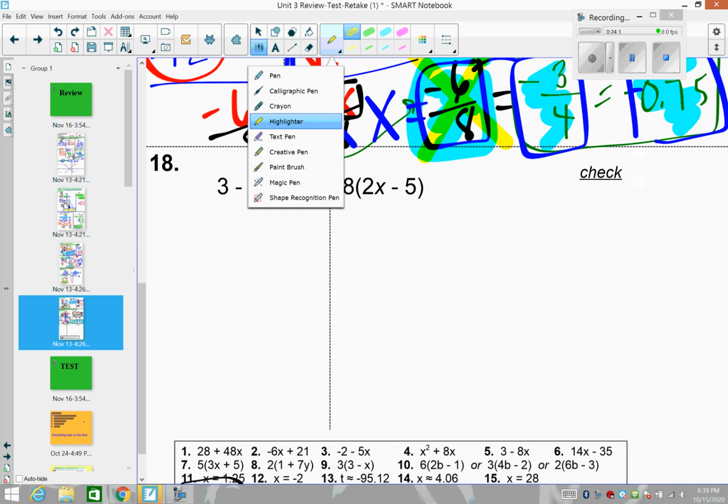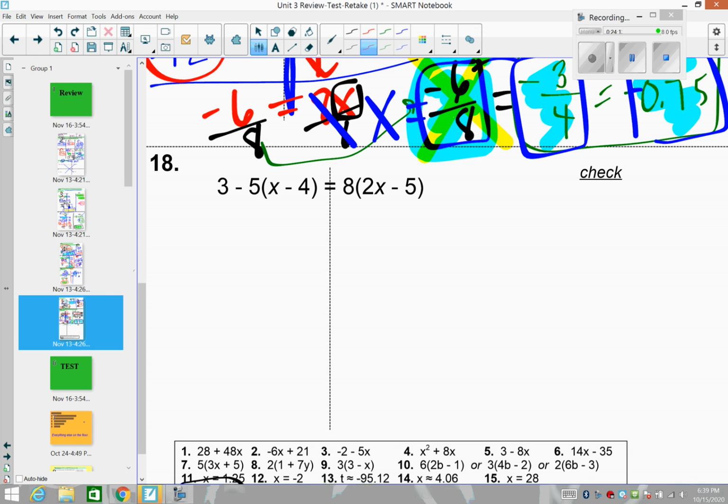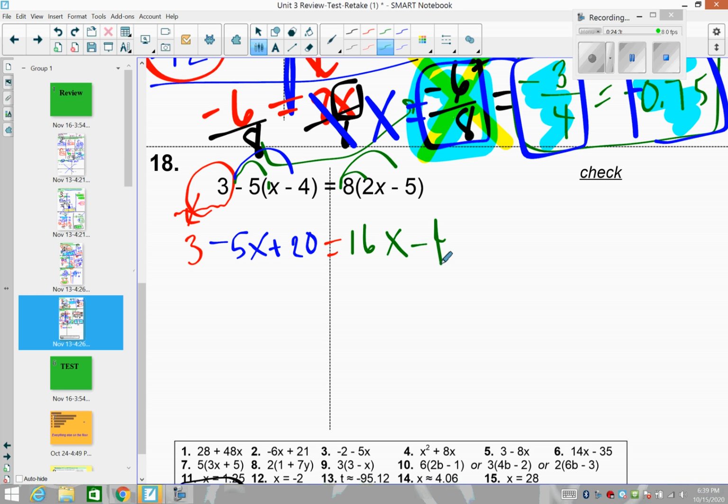Combine like terms if we can, distribute if we need to. So first step I'm going to do is distribute here. And then remember there's like a 1 sitting there. So that gives us negative 5x plus 20. If I haven't used it, drag it down. On the right-hand side, distribute is 16x minus 40.